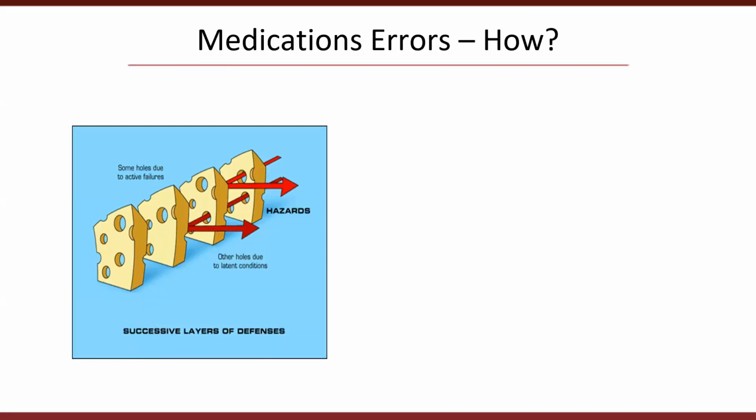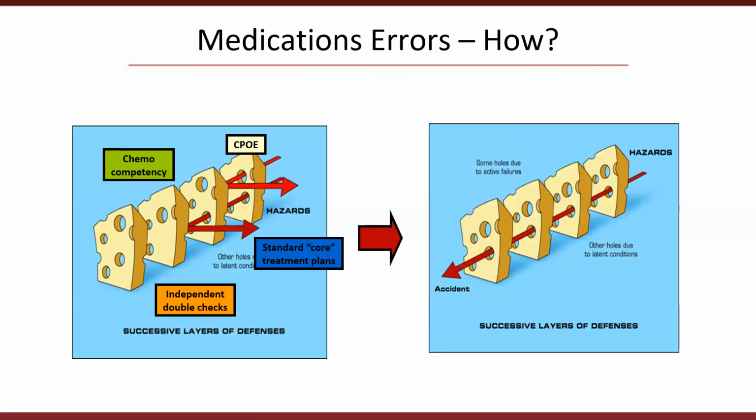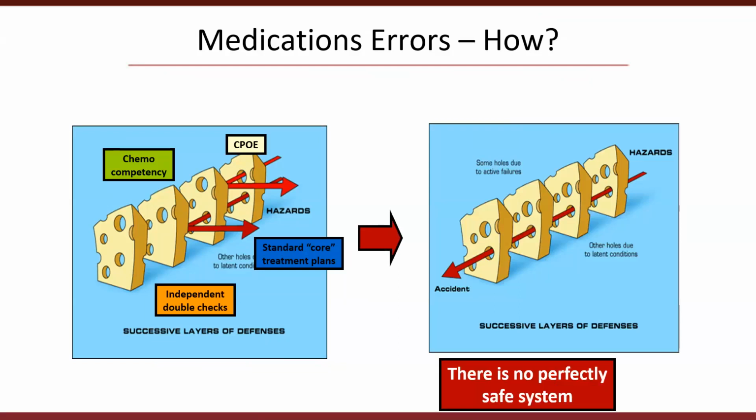We do have successive layers of defense, such as CPOE for chemotherapy. We have standard core treatment plans. We'll talk a little bit more about that later. We have chemotherapy competency for everyone that deals with chemo at UW Health, and independent double checks of chemo. But despite that, we do know that errors can get through all of these layers of defense and unfortunately reach the patient. There is no perfectly safe system, unfortunately.